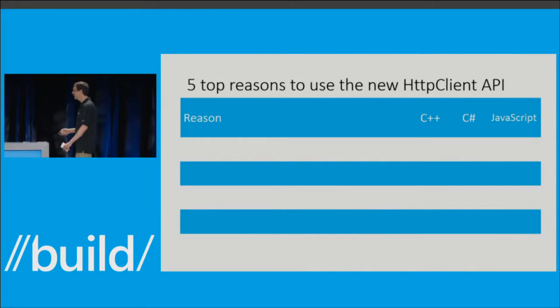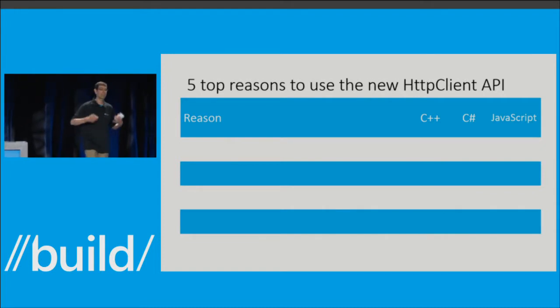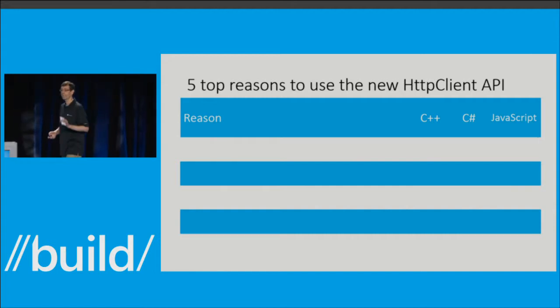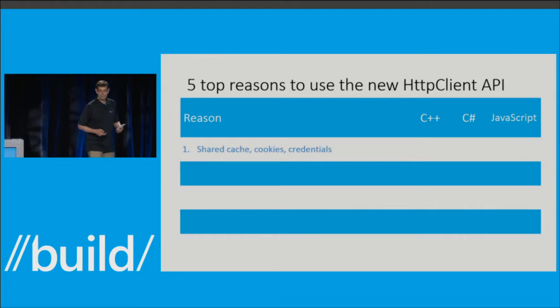5 top reasons to use the new HttpClient API. And remember, this is the Windows Web API, not the System.net one. It's a client-side API, so you're going to be using it in your 8.1 apps. And when we talk about reasons, first one, shared code, cookies, and credentials.